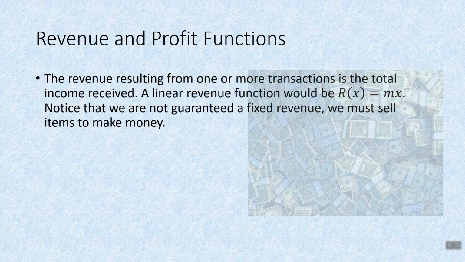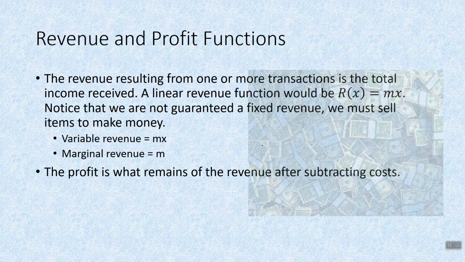Revenue and profit. Show me the money. The revenue resulting from one or more transactions is the total income received. A linear revenue function would be R of x equals mx. Notice there's no guarantee of a fixed revenue. We're not guaranteed to sell anything. We have to sell items to make money. So our variable revenue is mx, and our marginal revenue is just the m. Variable revenue has a variable with it.